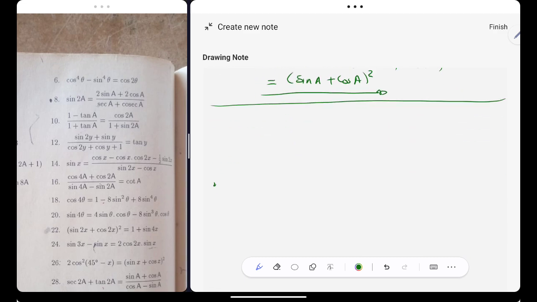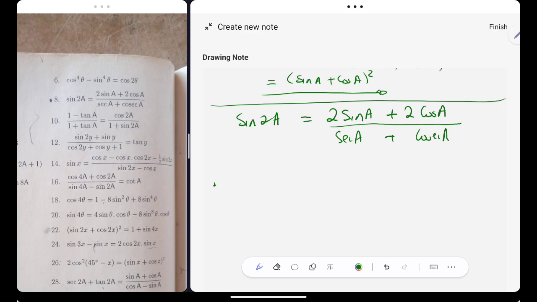Okay, now we must show that sine 2a is equal to 2 sine a plus 2 cos a, right? All over sec a plus cosec a. So here the most complicated side is the right hand side.